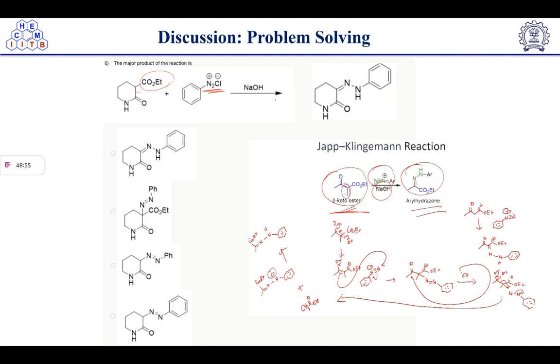Okay, so base is given, right? So first of all, what we have to do, we have to write that the base will abstract the proton and form the negative charge or enolate here, which will attack on this nitrogen. Cl will knock out, and we will get an intermediate, which will look like this.